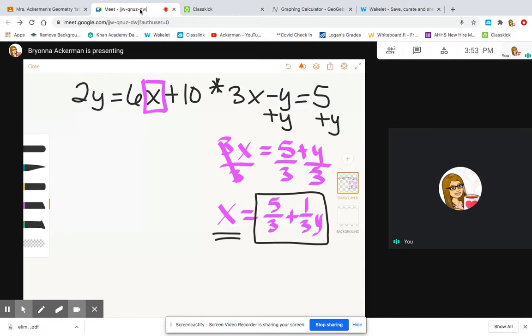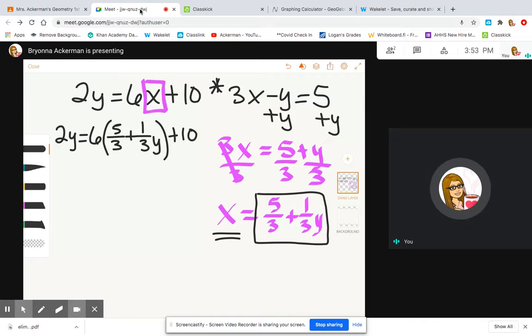Okay? So I'm going to get 2y equals 6 times, and it's going to be this whole equation we just did. So 5/3 plus 1/3 y. And then we still have this plus 10 on the outside. Okay, so I want you to see that we took this equation and we just plugged it in for x because x equals that. Okay, now we're just going to solve for y because you'll see now everything has y in it, and so we can solve for y.